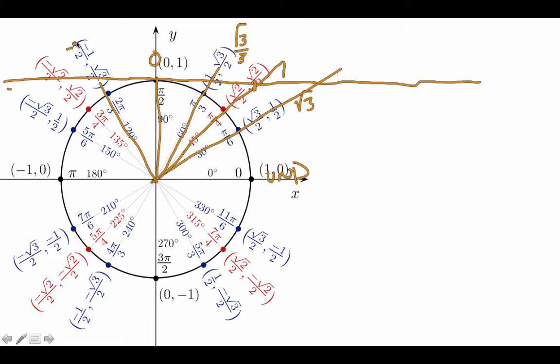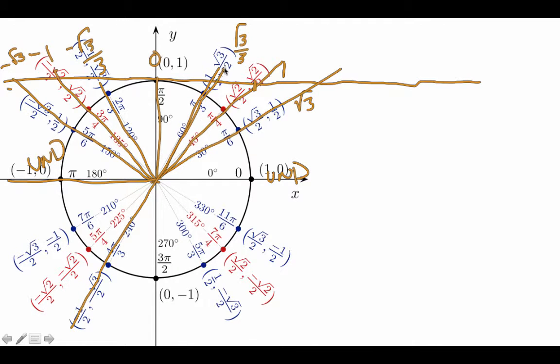That would be a value of negative root 3 over 3. This would hit a value at negative 1. And this would hit a value way out here at negative root 3. If we tried to take the cotangent of pi, we would get undefined. Good? Hopefully you can see that the cotangent of pi thirds is the same as the cotangent of 4 pi thirds, and they're both a value of root 3 over 3. 7 pi 6 has the same cotangent as pi 6, which is root 3.